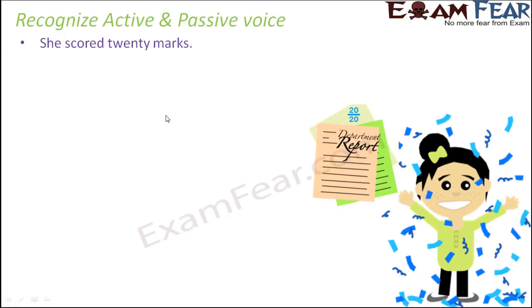She scored 20 marks. So here, what's the subject? She is the subject. And if you look at the statement, she is also the doer of the action. The action here is scoring marks. So she scored marks. So the subject does something. So this again is an active voice. And if you talk about the tense of the sentence, this is in simple past tense. She scored. So score is present tense. Scored is past tense. So this is simple past.